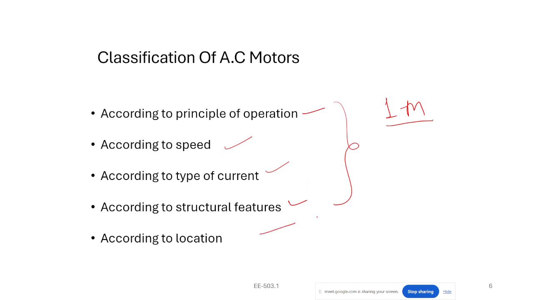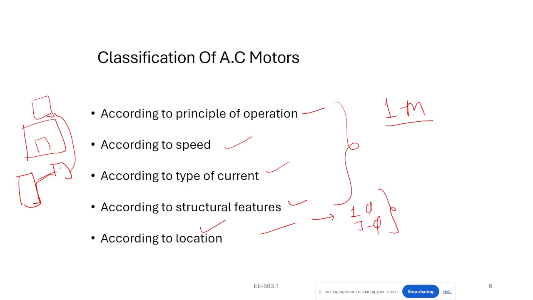We can see that single phase and three phase induction motors in general are used for domestic purposes. Suppose we consider the location. In our homes we have a sump, and to lift the water from the sump to the tank, we place a motor. That is the location.